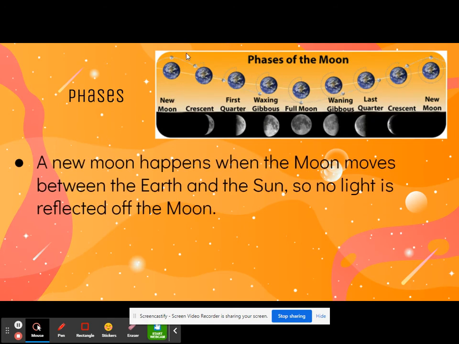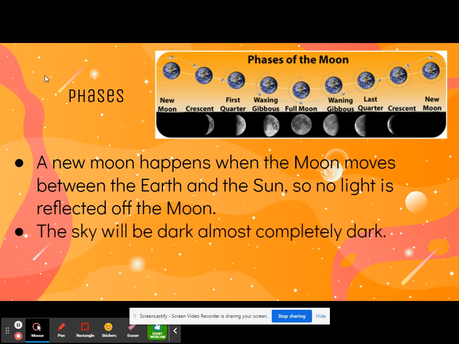So, what happens with a new moon is the moon moves between the earth and the sun, so no light is reflected off the moon. It's kind of like a mini eclipse, only it doesn't eclipse the sun at all. You just can't see the moon anymore. You may be able to see the outline of the moon a little bit, but it's mostly going to be dark.